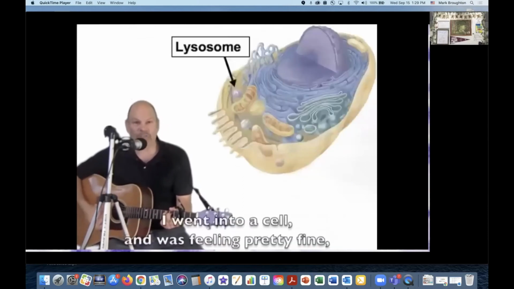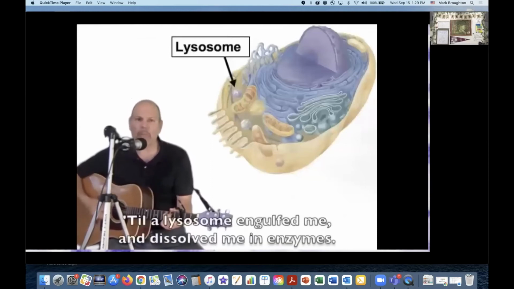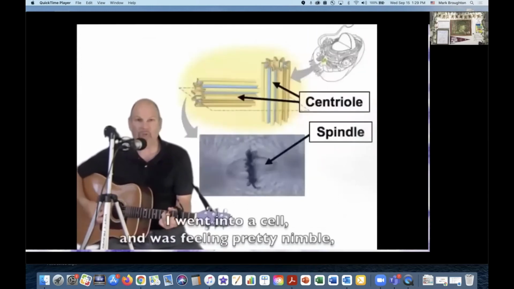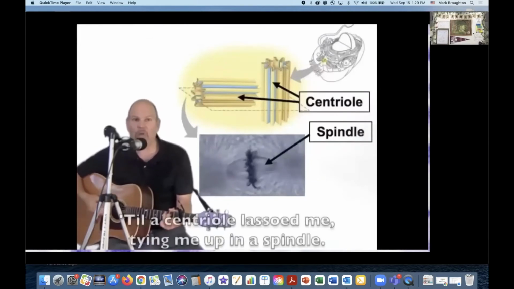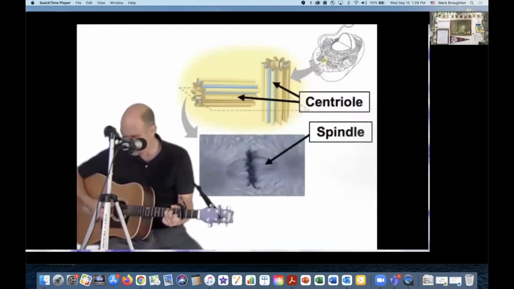I went into a cell and was feeling pretty fine till a lysosome engulfed me and dissolved me in enzymes. I went into a cell and was feeling pretty nimble till a centriole lassoed me, tying me up in a spindle.